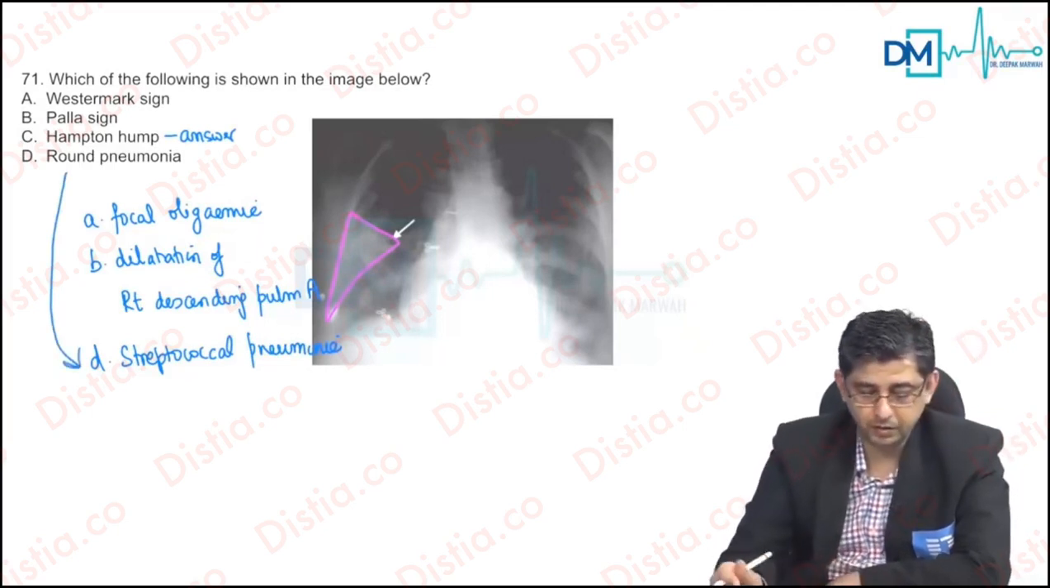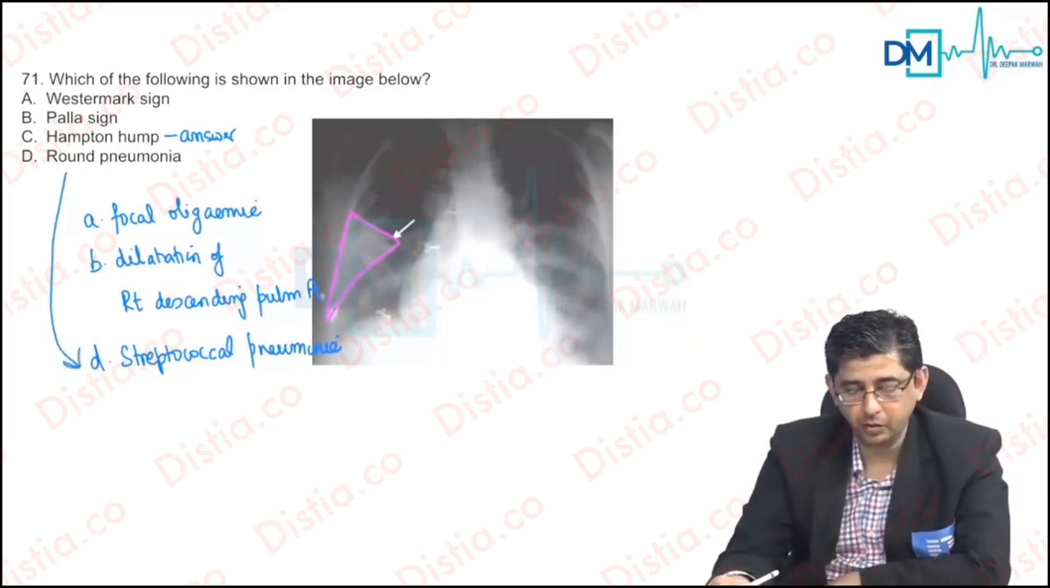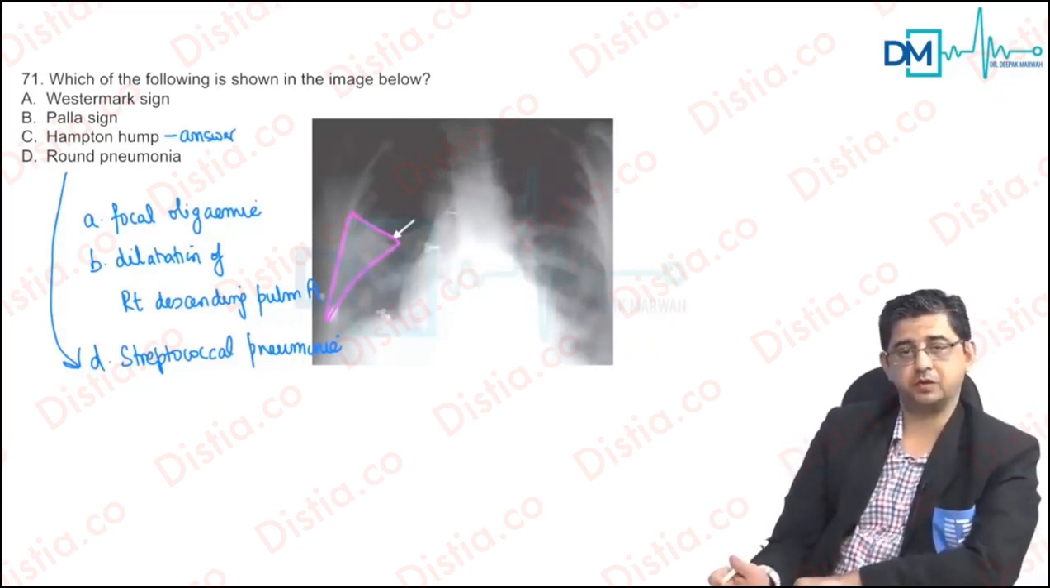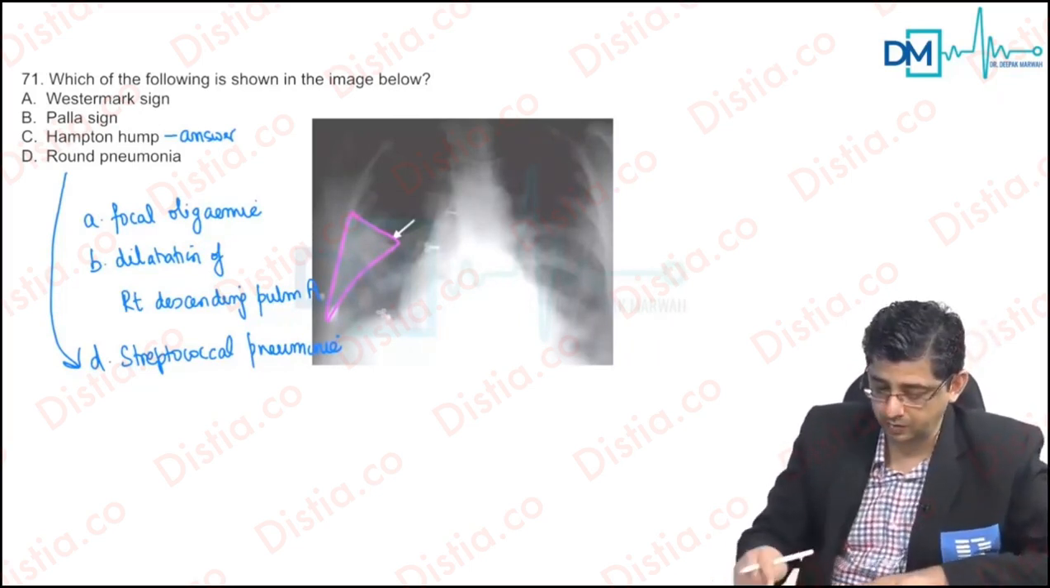Because there is a triangular opacity present here, though clinical history is not given, the diagnosis would be Hampton hump. Hampton hump is characterized by a pulmonary infarction, hemorrhage in the infarcted area, which will cause this opacity with base towards the pleural surface and apex where the thrombus would be in pulmonary thromboembolism.